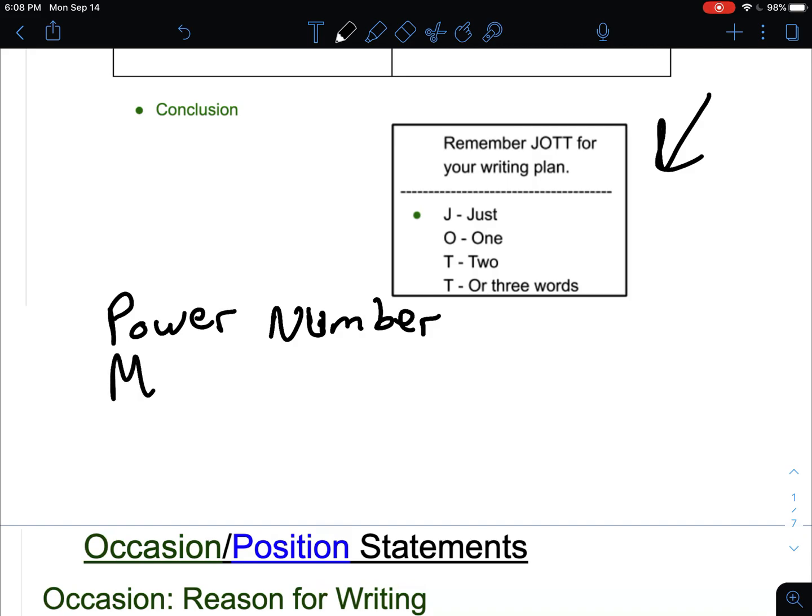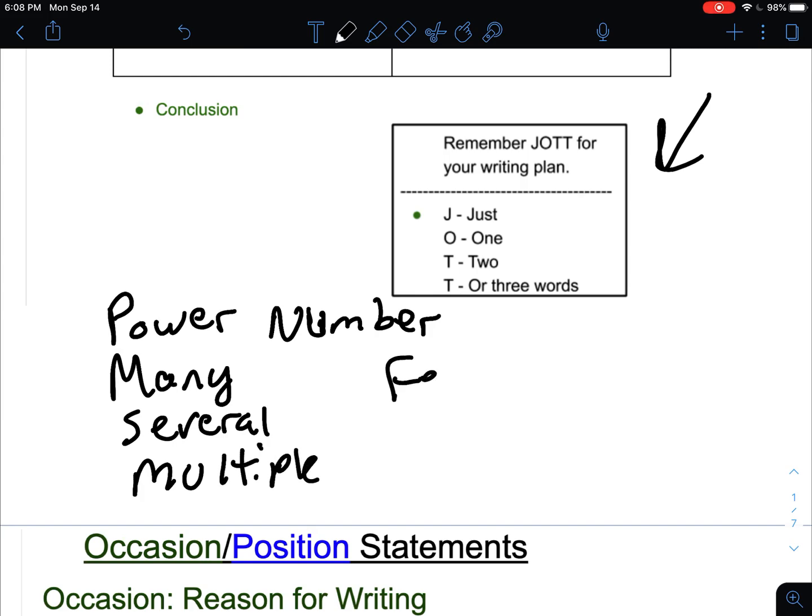So some examples could be many, several, multiple, few, right? So for instance, I could say there are several ways that you can train to be a soccer player. So it's just the topic sentences leading up to the yellows where I'm going to name those things you can do to train to be a great soccer player.